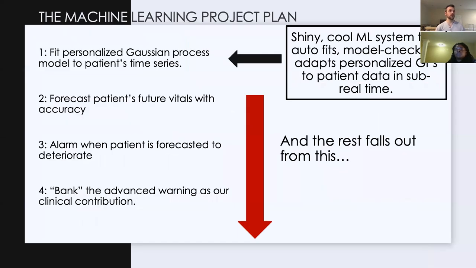Cool. And so there it was. We had everything we needed. We went through and did all these steps. We had this shiny, cool machine learning system that automatically fits the data. It model checks. It adapts the Gaussian process model to the patient's personalized data. And all the better, it does it faster than real time. So we didn't even really come up against the really big computational burden. Everything was going fine. We had met step one, and now the rest was meant to fall out from it.